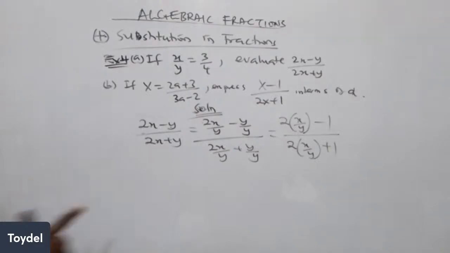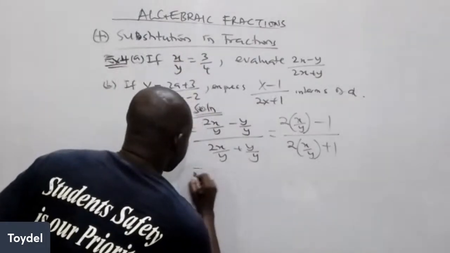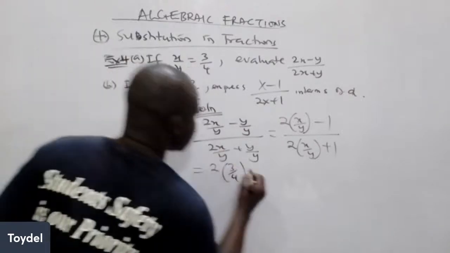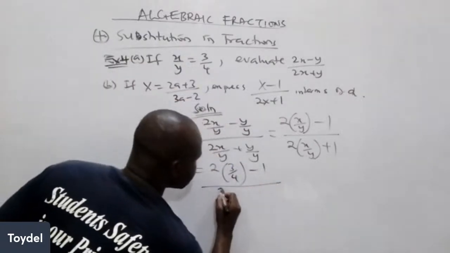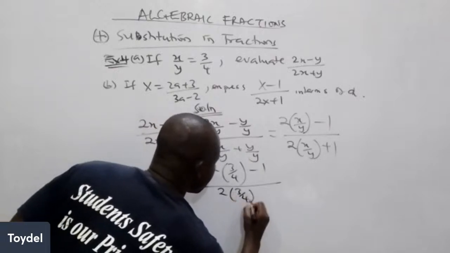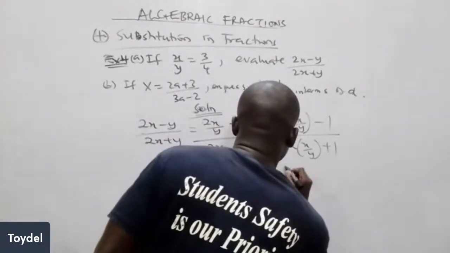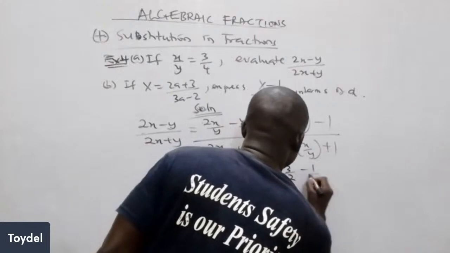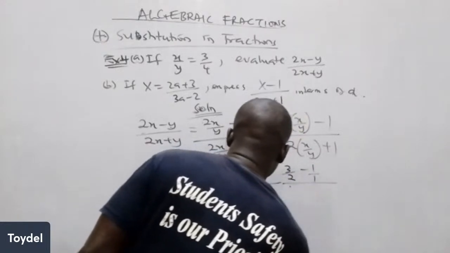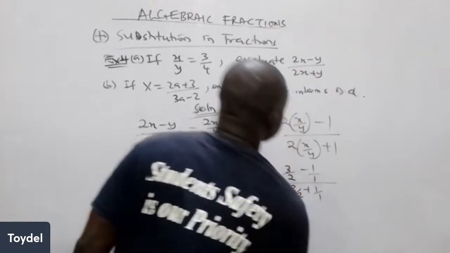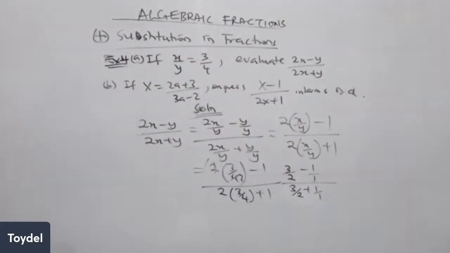Then what is x all over y? It is 3 over 4. So at this point, we have 2 into bracket 3 all over 4, minus 1, all over 2 into bracket 3 all over 4 plus 1. 2 here 1, 2 here 2. At the end of the day, we have 3 all over 2 minus 1 all over 3 all over 2 plus 1 over 1. Then from there, what do we do?